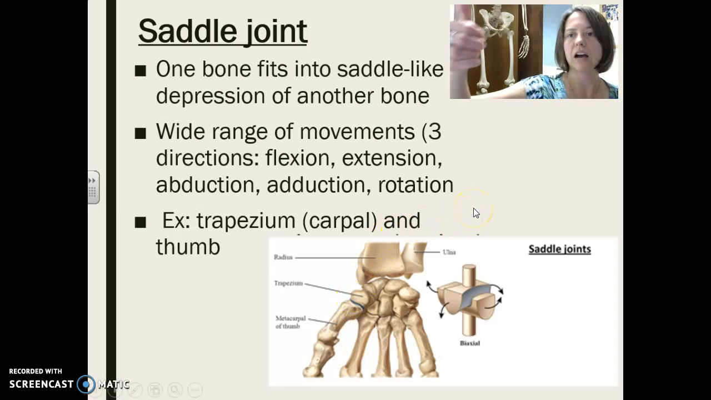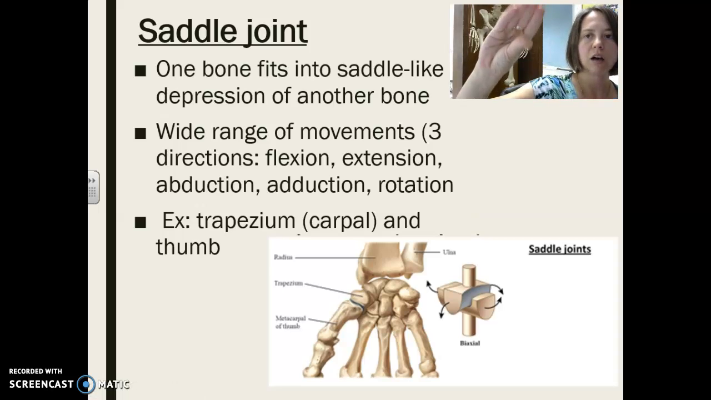And that allows quite a bit. Our thumbs can do a lot more than just our fingers. It allows flexion, extension, abduction, adduction, and rotation. And it allows those opposable thumbs that help humans so much.